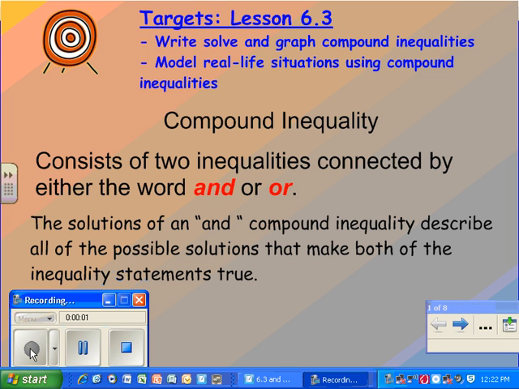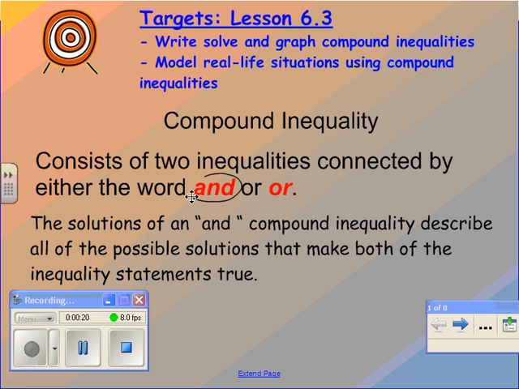So today's lesson is lesson 6.3. We're going to write, solve, and graph compound inequalities. We're going to model real-life situations using compound inequalities. So basically, a compound inequality consists of two inequalities connected by the words "and" or "or." That connects our two inequalities together.